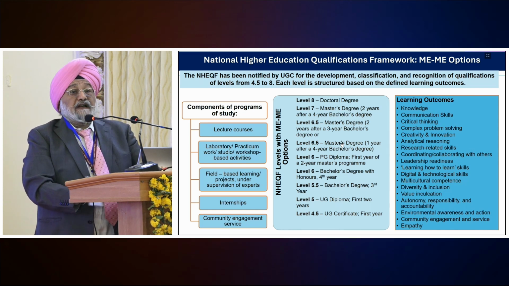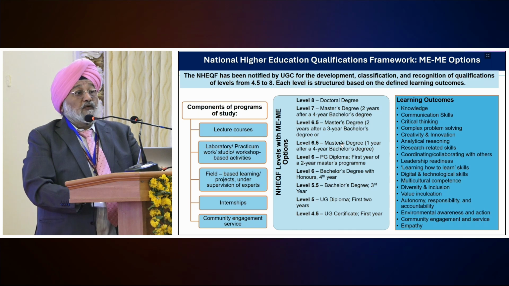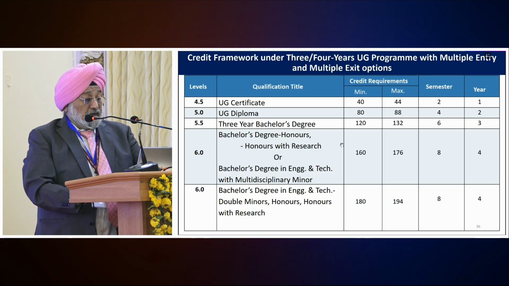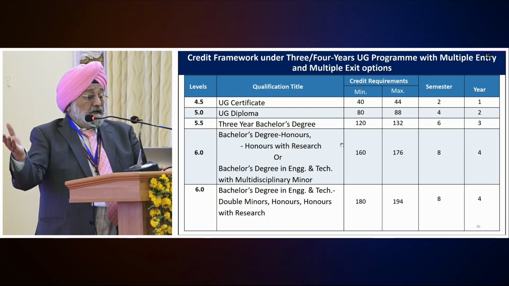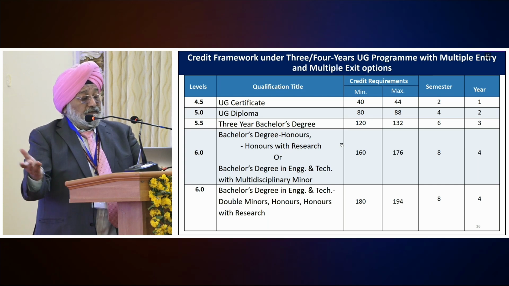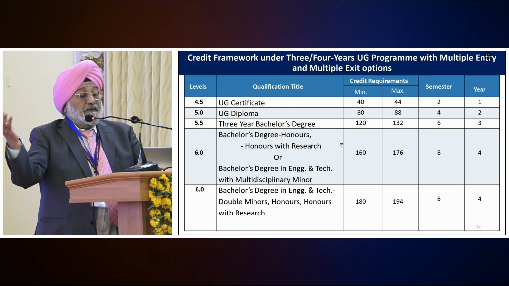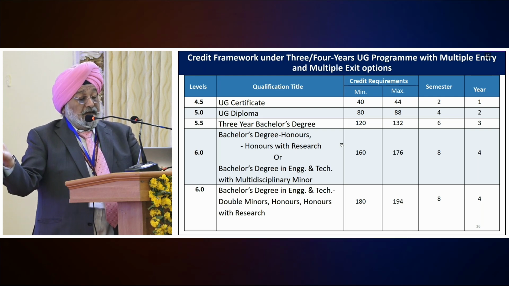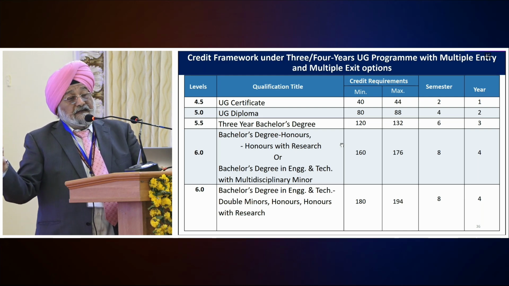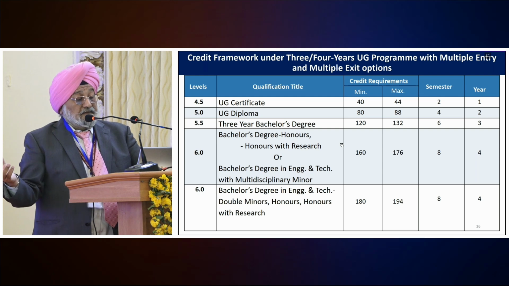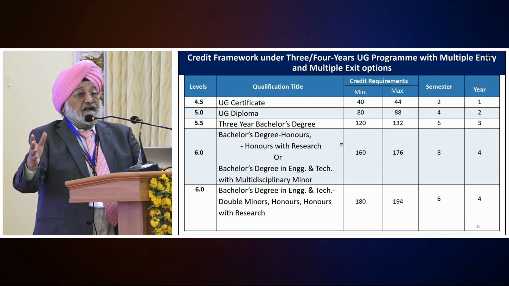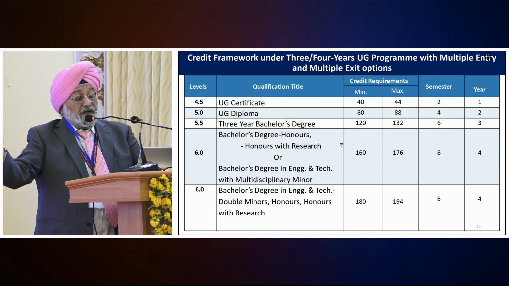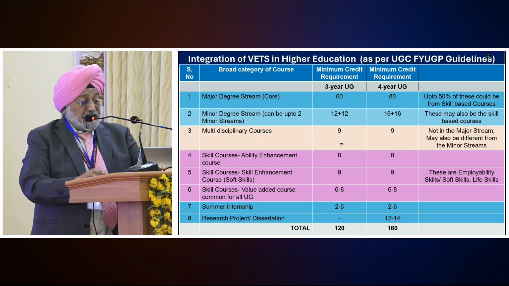Similarly, IIMs are working on this, on what happens if somebody goes out after 1 year, and so on and so forth. And under the UG programs, under the 3 or 4 year UG program guidelines of UGC, you now have various options available. There are 3-year courses and 4-year courses, and the minimum number of credits, the maximum number of credits, the number of semesters, the number of years, all that is specified.